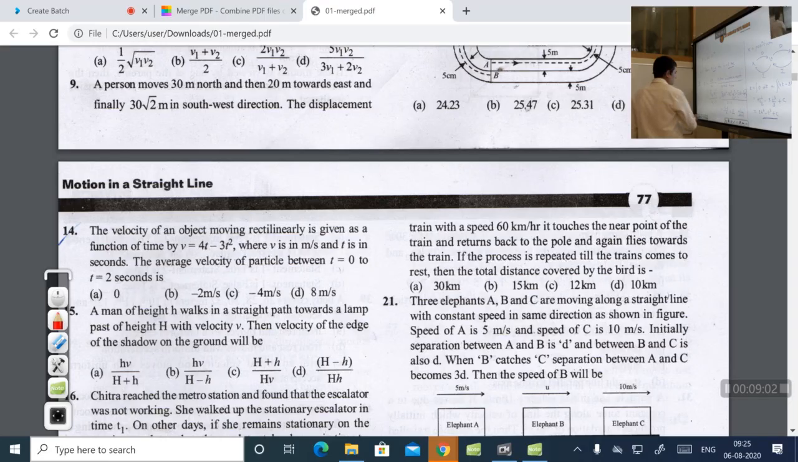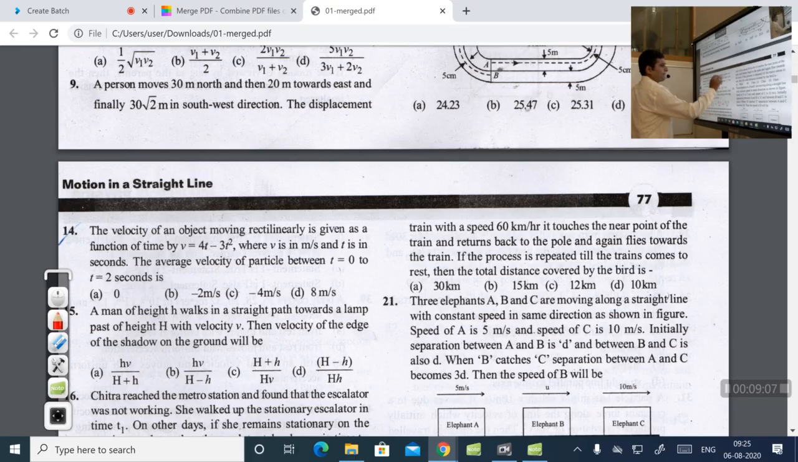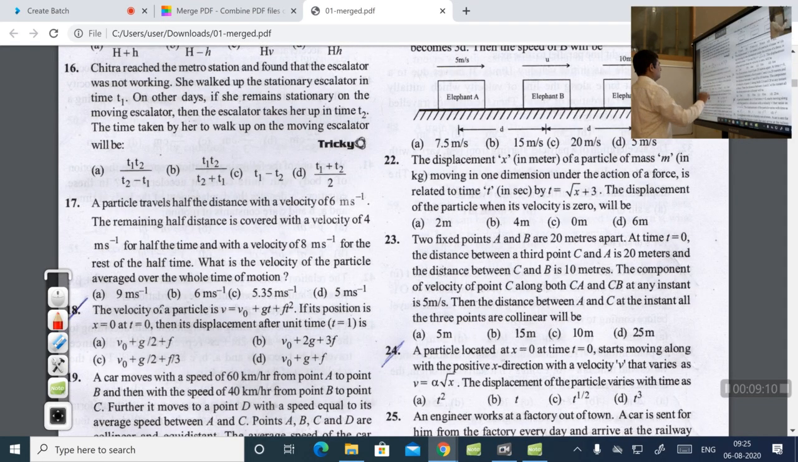Now let us move to the next one. After 14th, next question is eighteenth one. The velocity of a particle is v equal to v naught plus gt plus ft square. If its position is x equal to 0 at t equal to 0, then its displacement after unit time.